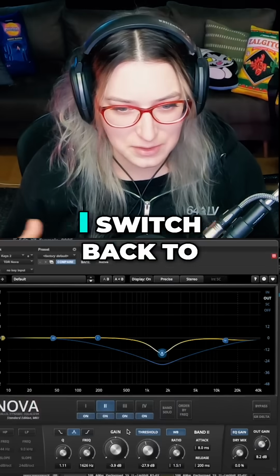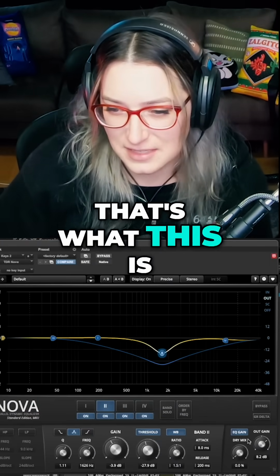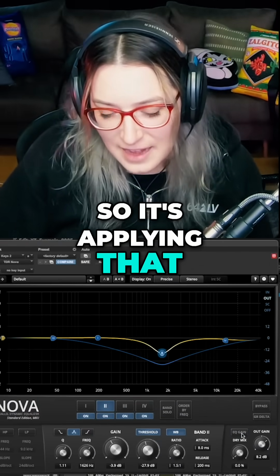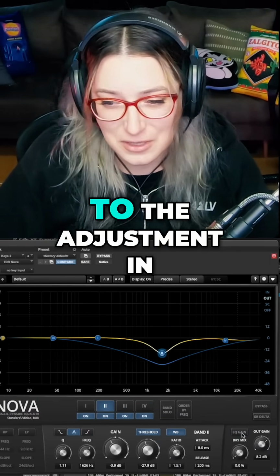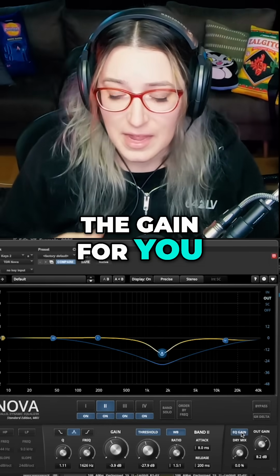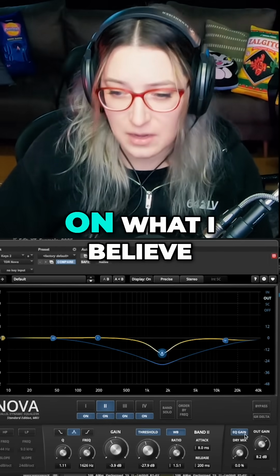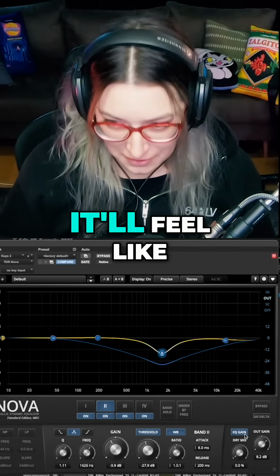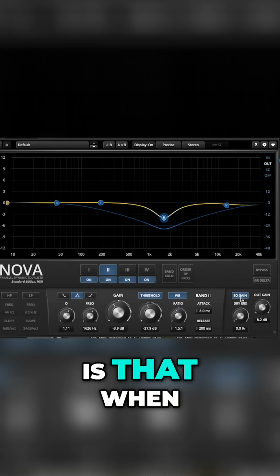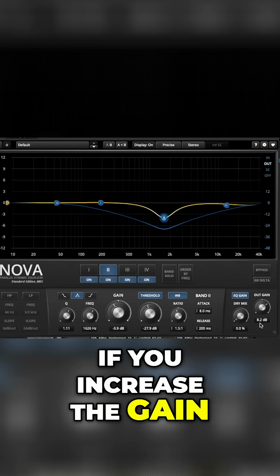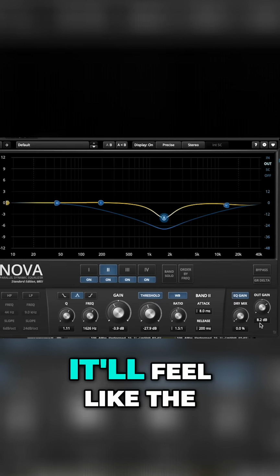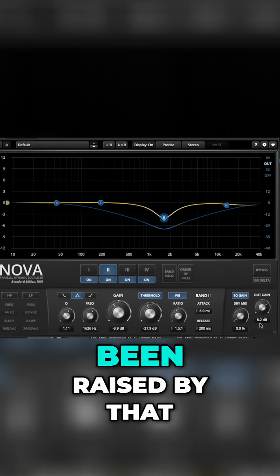And if I switch back to Pro Tools here, that's what this is talking about. So it's applying that concept to the adjustment in the gain for you. So what I believe it'll feel like, if you have this on and you increase the gain, for example, by 8 decibels, is that the whole frequency spectrum has been raised by that much.